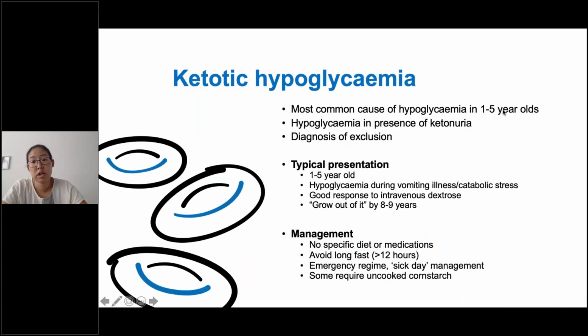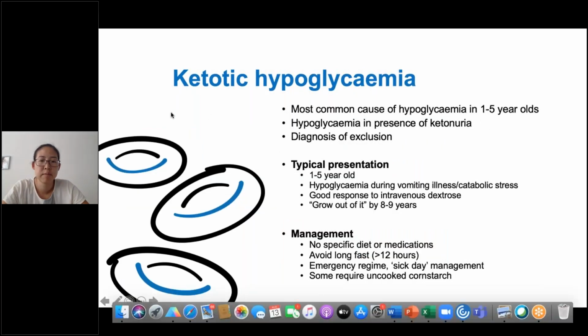So this child had ketotic hypoglycemia. It's the most common cause of hypoglycemia in 1 to 5 years of age. It literally is what it says. There are ketones and you're hypoglycemic. It's a diagnosis of exclusion. When I say a diagnosis of exclusion, we would expect to see acylcarnitines and urine organic acids before labeling them with ketotic hypoglycemia, because some ketotic hypoglycemias can mimic glycogen storage disorders as well.